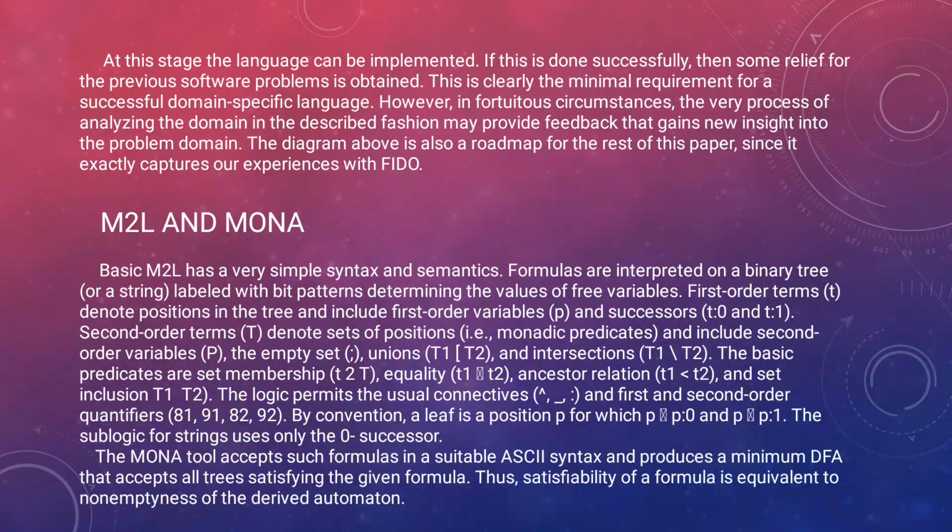The basic predicates are set membership, equality, the ordering relation, and set inclusion. The logic permits the usual connectives and first and second order quantifiers. By convention, a leaf is a position p for which p.0 and p.1 are not in the tree. The sublogic for strings uses only the 0 successor.